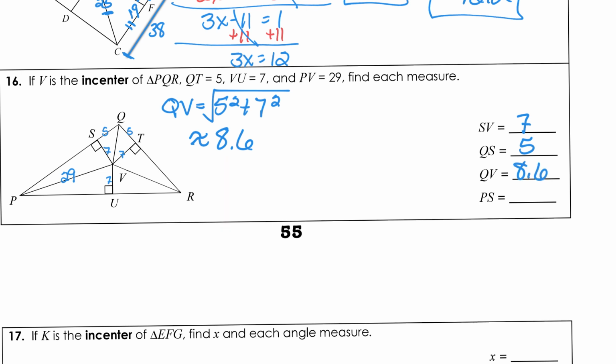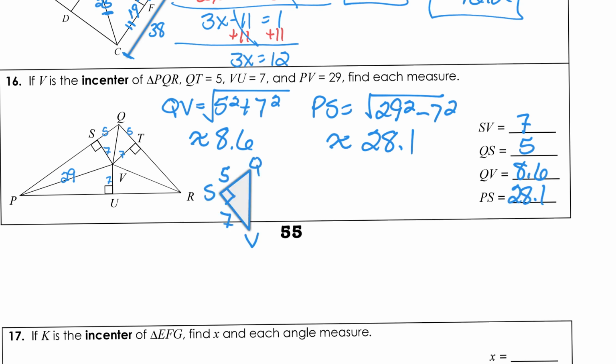We're also going to have to do a little bit of work to figure out the length of PS. Again, here is our triangle right here, and here is the hypotenuse, and here's the leg. And so by using the Pythagorean theorem to find PS, it's the square root of the hypotenuse squared, which is 29 squared, minus the leg squared, which is 7 squared. So we put it into the calculator to get PS to have a length of approximately 28.1.